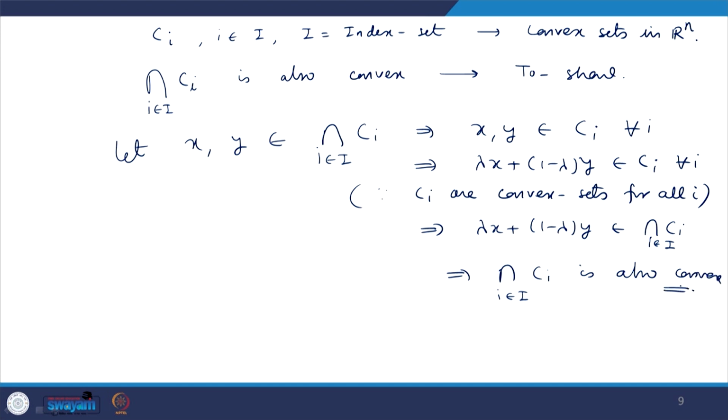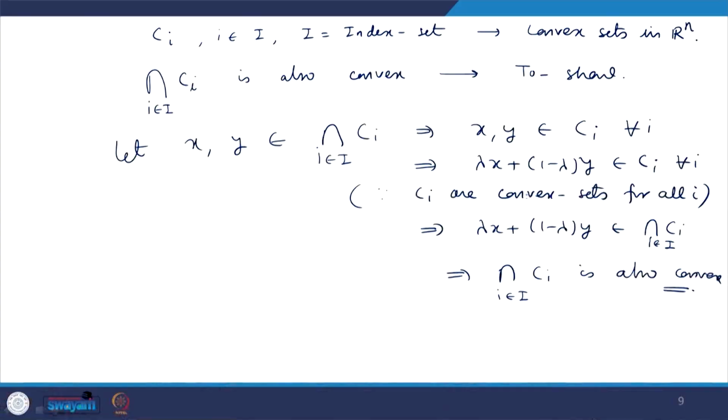So, we have shown that arbitrary intersection of convex sets is also convex. We have taken two arbitrary points and we have shown that the convex linear combination of those 2 points is also in the same set. That means, this set is a convex set. Of course, lambda is in between 0 and 1. For this, lambda must be in 0 and 1. So, we have to write somewhere that lambda is in between 0 and 1.